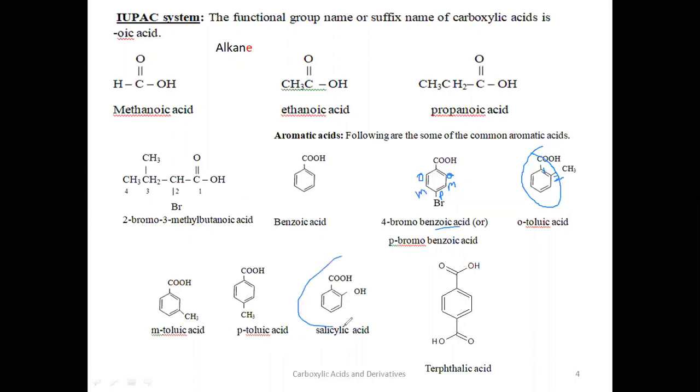One important carboxylic acid is this one, salicylic acid. I think you must have seen this compound in Kolbe's reaction. Now this is terephthalic acid, a dicarboxylic acid. Since there are two carboxylic acid groups here, these are para to each other.